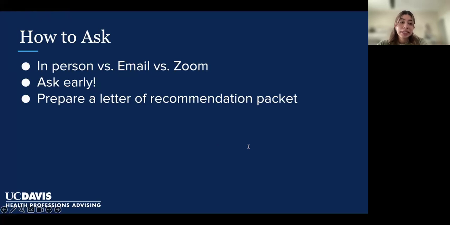Make sure you are asking early. As mentioned earlier, preferably 6 months in advance, but you want to give them 2 to 3 months to write the letter.